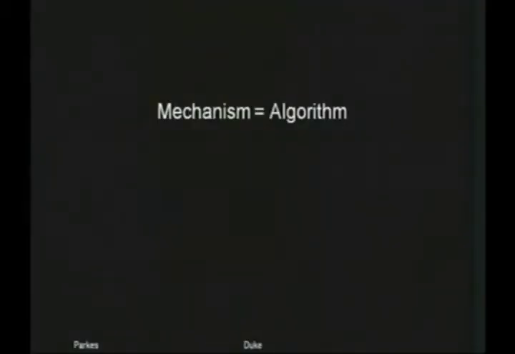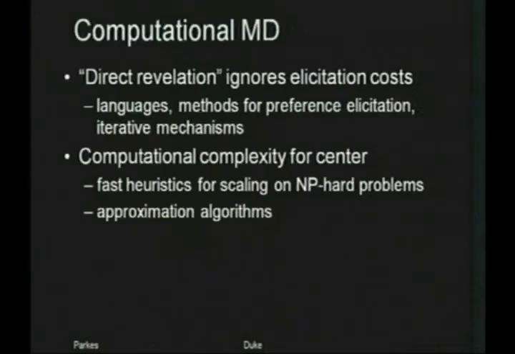And one of the things that I think we've come to realize as a field in computer science is that we can think about a mechanism as an algorithm. It's a mathematical object within mathematical economics, but when we work on it as computer scientists, we think about it as an algorithm. And there has developed this very interesting agenda between economics and computer science about computational mechanism design.